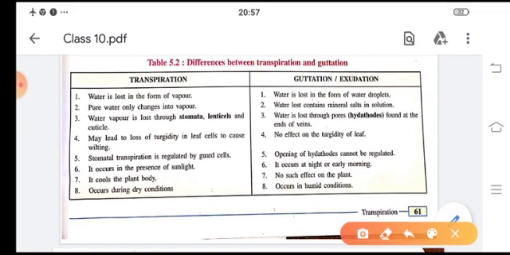Water vapor is lost through the stomata, the lenticels and the cuticle, whereas in guttation water is lost through the hydathodes, which are special openings found on the leaf margins. Transpiration may also lead to loss of turgidity in leaves and cause wilting, whereas there is no effect on the turgidity of the leaf in the guttation process. So this is all about transpiration and the difference between transpiration and guttation.